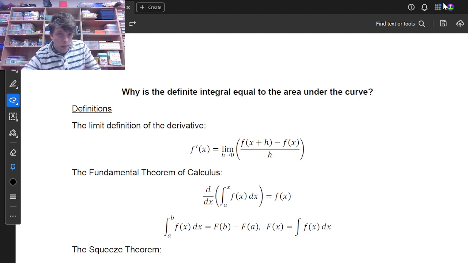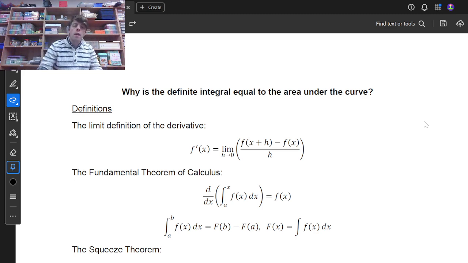But we're going to be jumping ahead a little bit and just looking at exactly what the integral is and what its connection to the area under the curve is. So before we get into that, there's a couple of definitions that I want to talk about. The first one should be nothing new to you. This is the definition of the derivative.